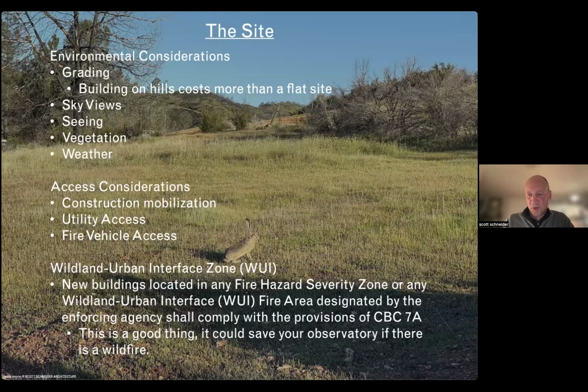Weather always is more extreme, and now more important than ever are wildfires, so fire department access is something to consider as well. Many remote sites are in areas which in California are wildland urban interface zones, otherwise known as WUI. There's an entire chapter in the California Building Code dedicated to WUI zones, and it's Chapter 7A.